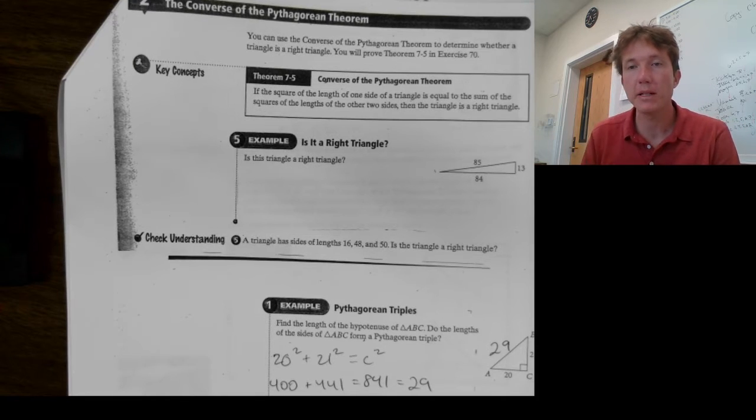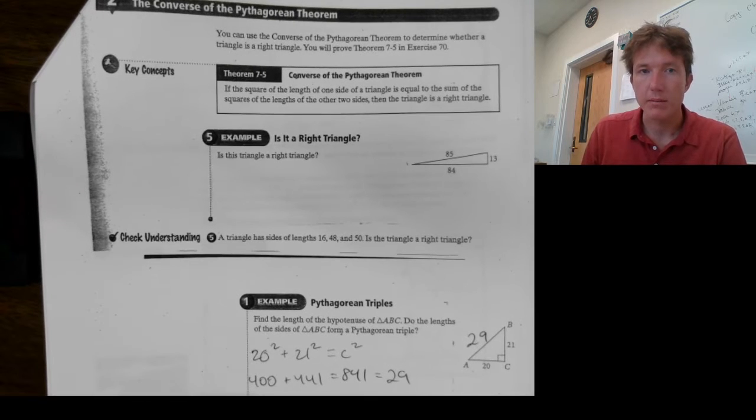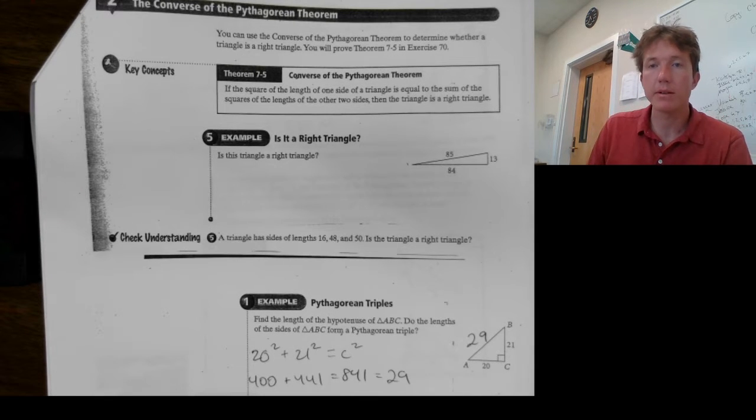Alright, so you guys remember when we did all that stuff about converse and contrapositive and negation? I can't even remember the fourth one. This is when it comes in use. So we're going to look at the converse of the Pythagorean theorem.